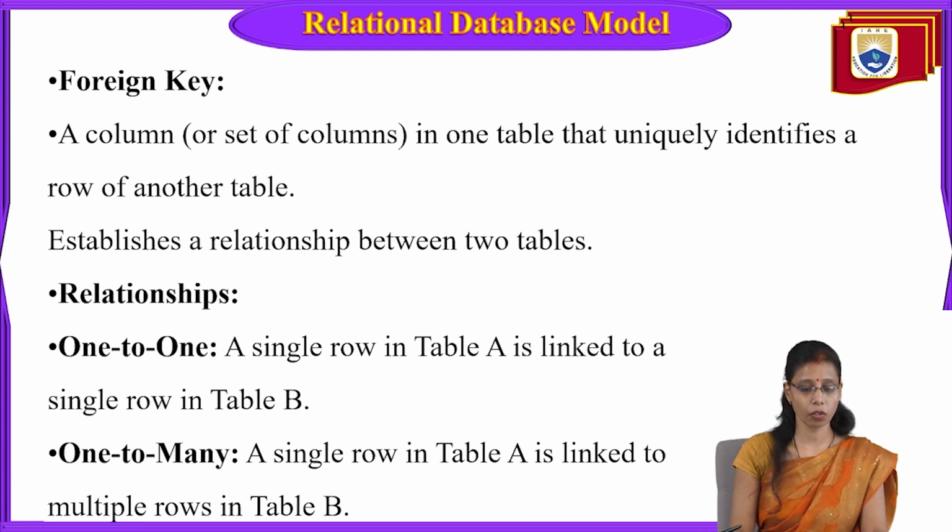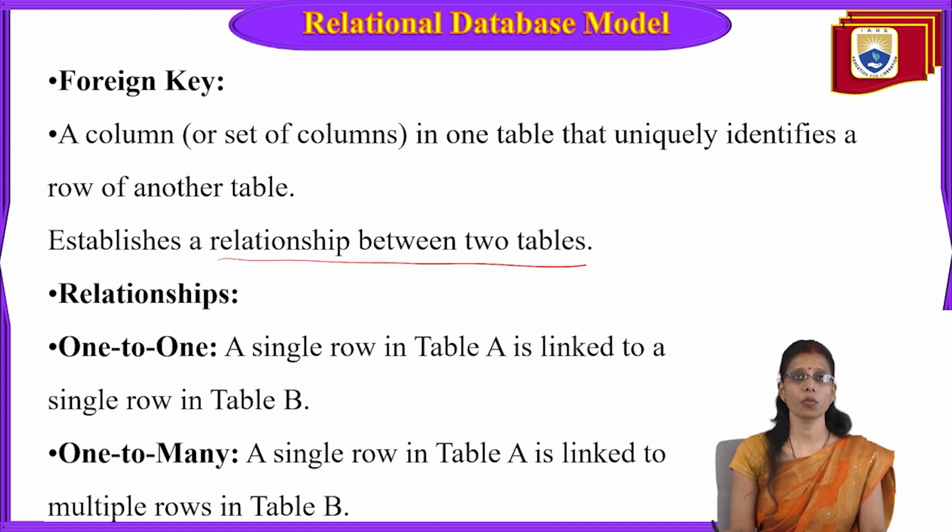And the foreign key: a column or a set of columns in one table that uniquely identifies a row of another table. It establishes a relationship between the two tables. So each table uniquely identifies a row in another table, and it establishes the relationship between the two tables. So what are the relationships here?